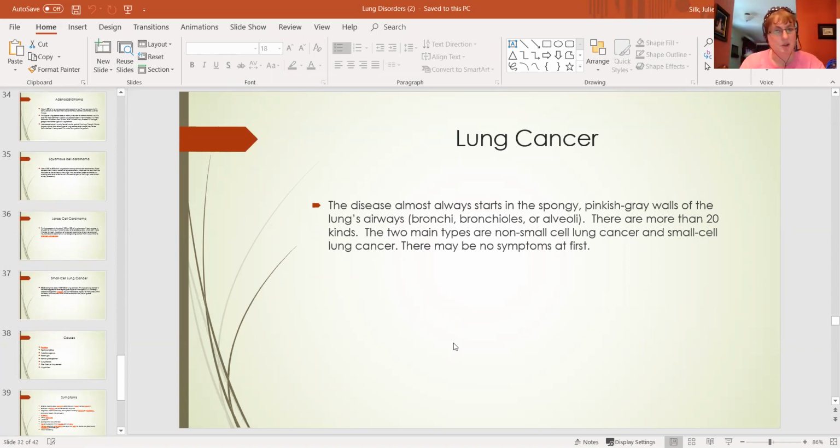So with lung cancer, if someone gets lung cancer, usually it's just this group of abnormal cells that starts to form inside your lung somewhere. And as it gets bigger, it ends up being a bigger tumor and ends up invading other spaces as it gets bigger.